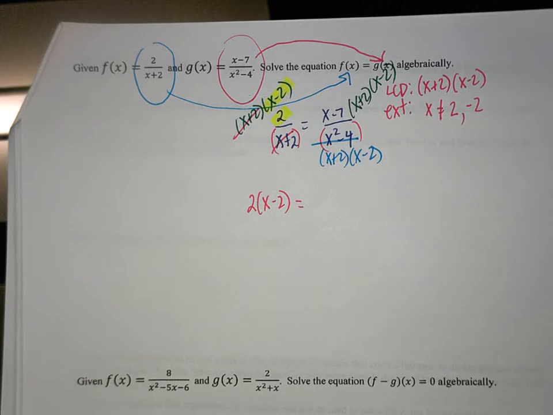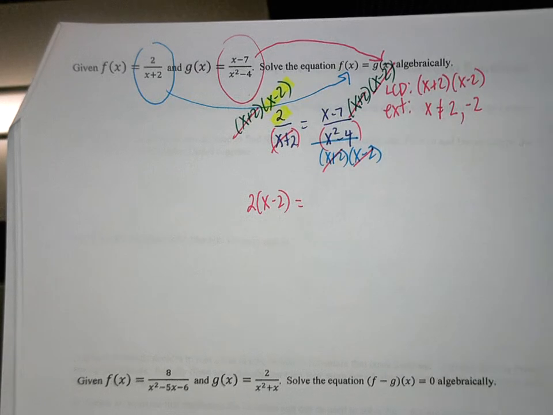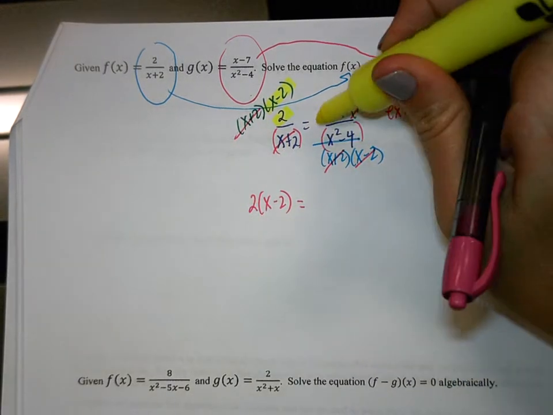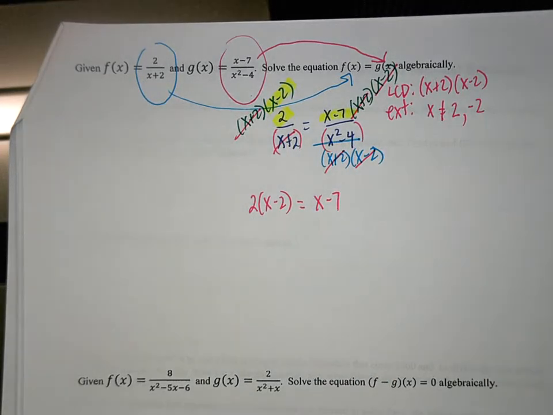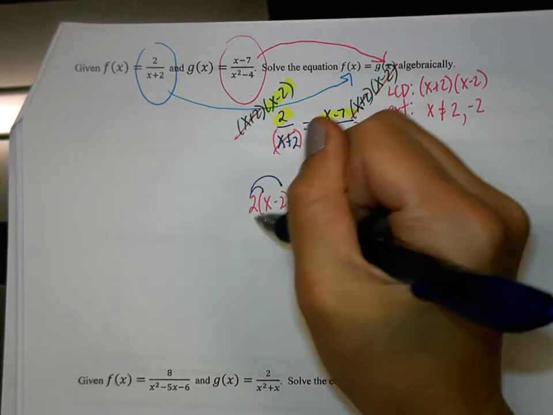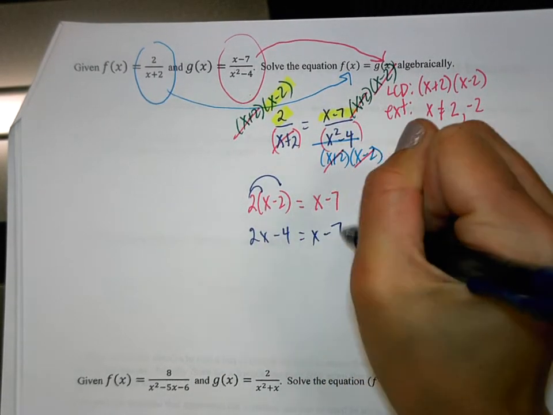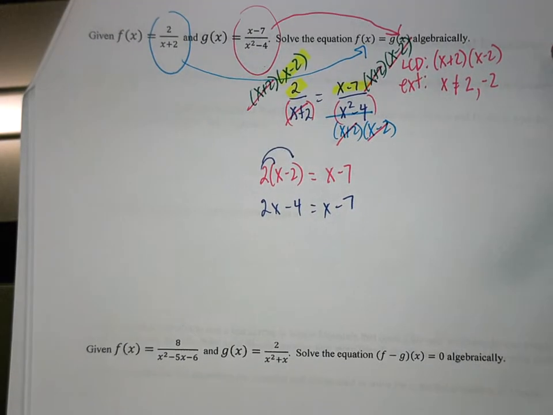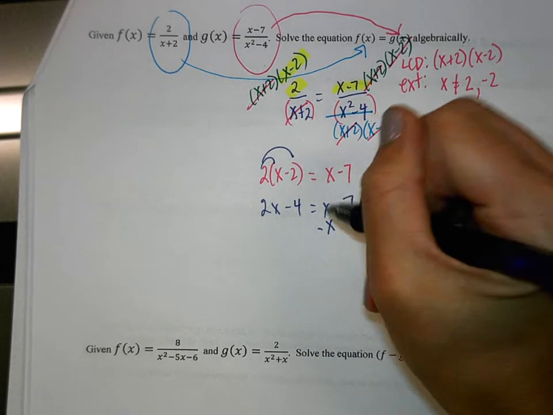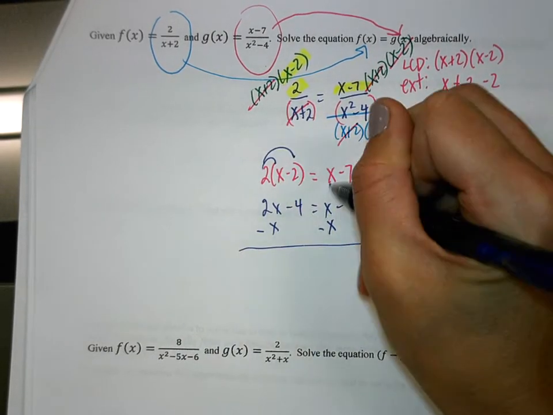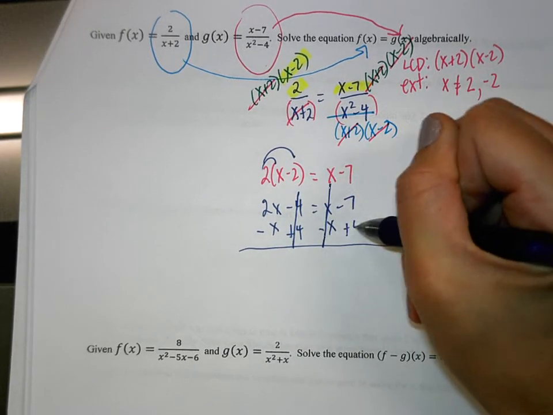And then the next one, what happens? Yeah, the x plus 2's cancel out and the x minus 2's cancel out, and I am left with, very good. Okay, what do I do now? Distribute the 2. 2 times x is 2x. 2 times negative 2 is negative 4, equals x minus 7. Do I need to set this equal to 0? Nope, because there's no x squared. And so I would just try to get all my x's together. So I'm going to subtract x. At the same time, I'm going to go ahead and add 4.